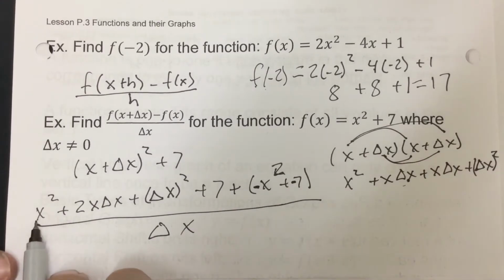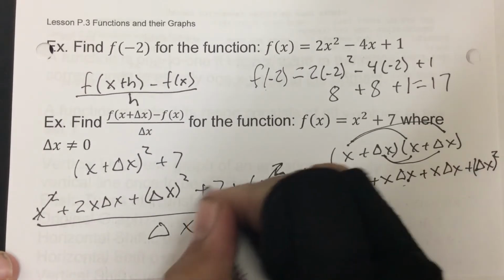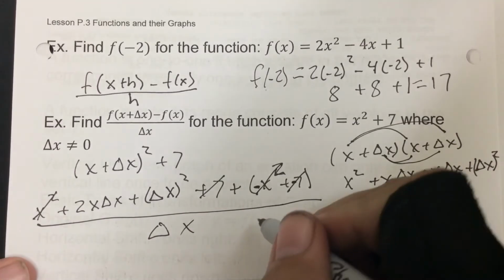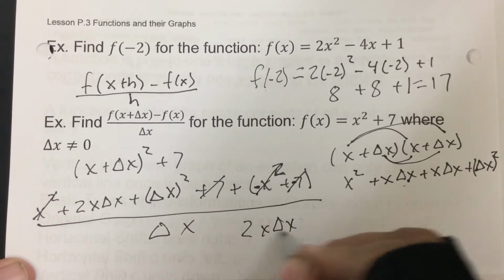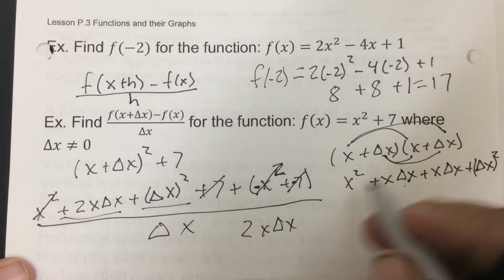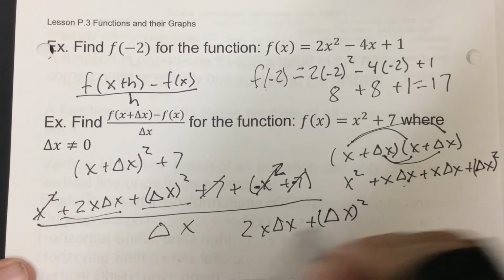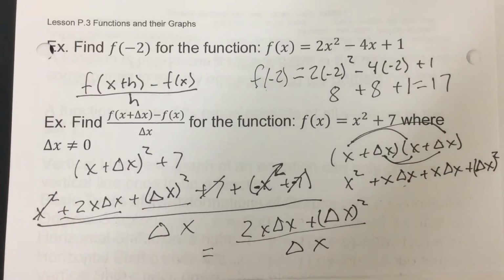So now we can start canceling stuff out. We have an x squared and a negative x squared, negative 7 and a plus 7. So after this first round of cancellation, the only stuff that's left should have a change of x in it. So we have a 2x change of x that's left here and a change of x squared. And then it's still all over change of x.